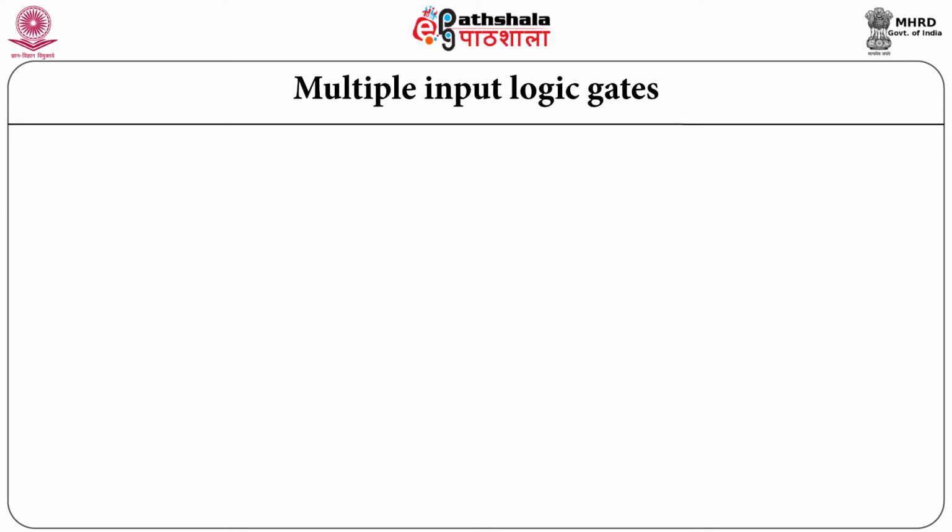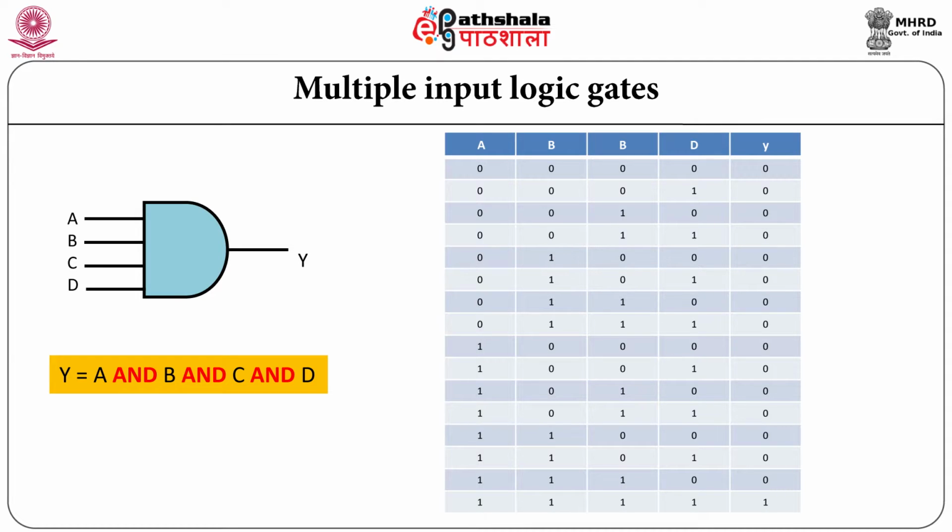Let us now explore the logic gates with more than 2 inputs, that is multiple input logic gates. The majority of the logic gates discussed so far had only 2 inputs. What happens when multiple inputs are present for the logic gate? With the input variables A, B, C, D, etc., the output of this AND gate is equal to A and B and C and D, etc.